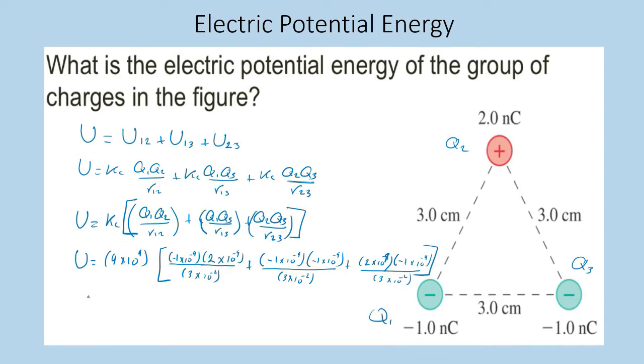So the answer will be negative 9 times 10 to the power of negative 7 joules. The unit for energy is joules.